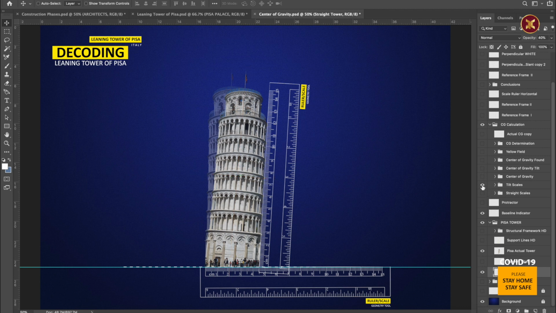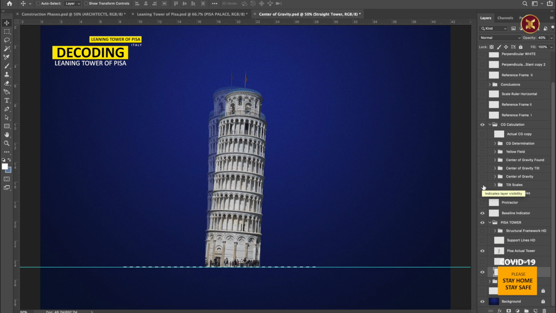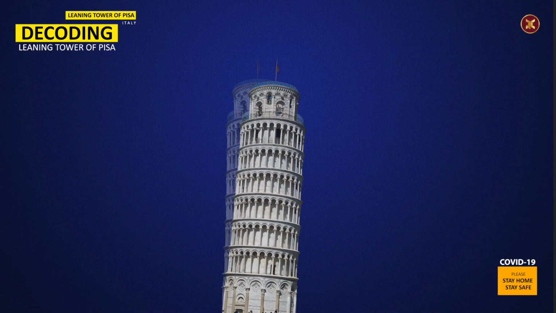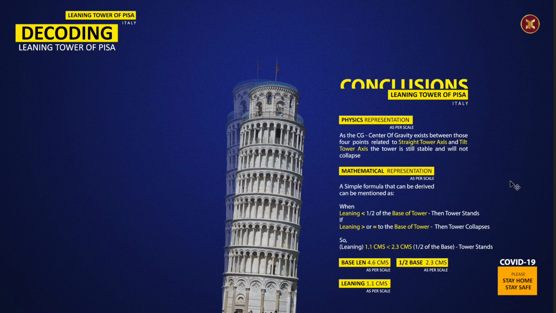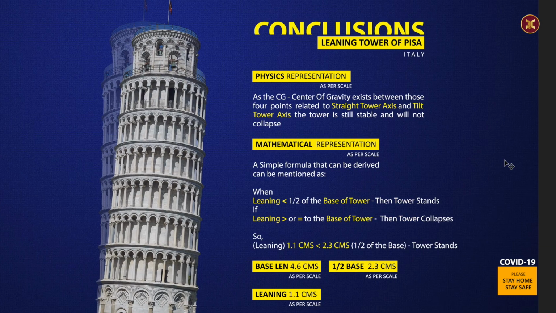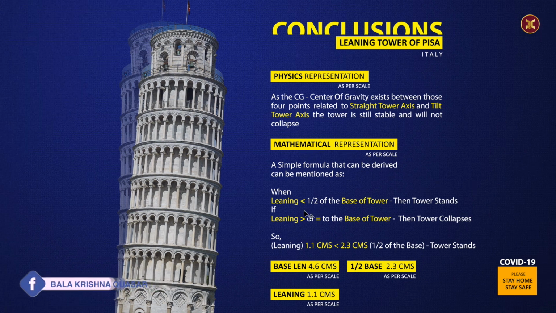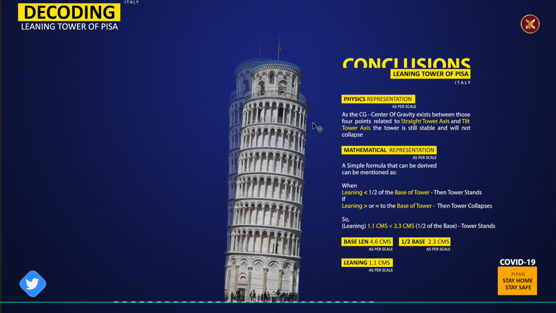Finally, concluding, let's take a few calculations that we have done. The total leaning is found to be 1.1 centimeters as per our scale. Then the basement length is 4.6 centimeters and half the base of it is 2.3 centimeters. Representing all these things, leaning is less than half of its base. That is, 1.1 centimeters is less than 2.3 centimeters, which is half of its base. Hence, the tower is stable. As the revised CG lies between the points of the straight tower and leaning tower, the tower is stable and doesn't fall. So I hope this simple video could answer the basic questions related to the Leaning Tower of Pisa.